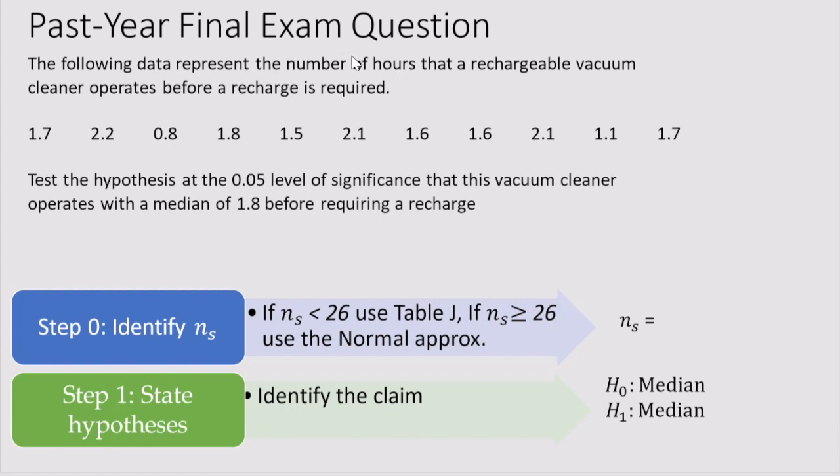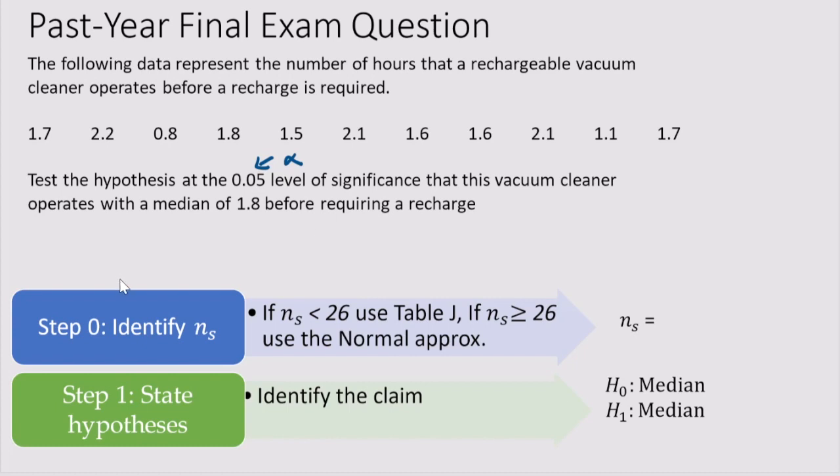Moving on to the next example. This is a past year final exam question. It says the following data represent the number of hours that the rechargeable vacuum cleaner operates before a recharge is required. Test the hypothesis at the 0.05 level. So this would be our alpha. That this vacuum cleaner operates with a median of 1.8 before requiring a recharge.